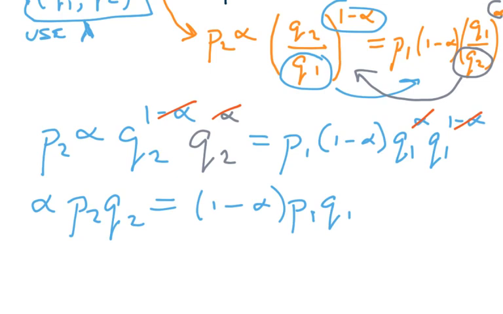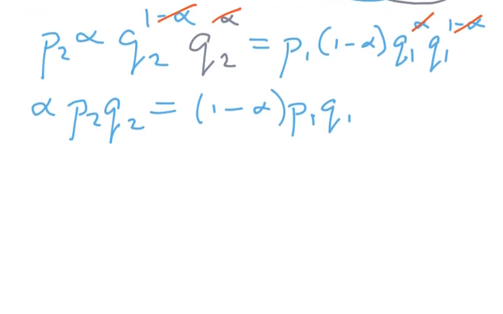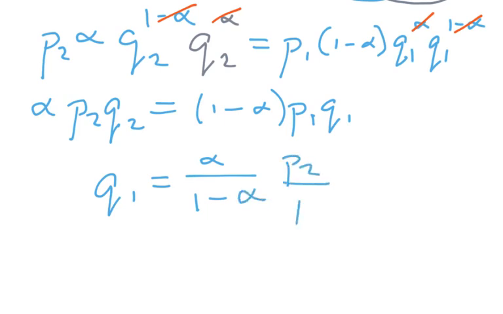All right. So what this is going to give us, maybe we can solve for Q1, right? Maybe that's the quantity we're going to go ahead and solve for. So that would tell us that Q1 is going to be alpha over 1 minus alpha, P2 over P1 times Q2.